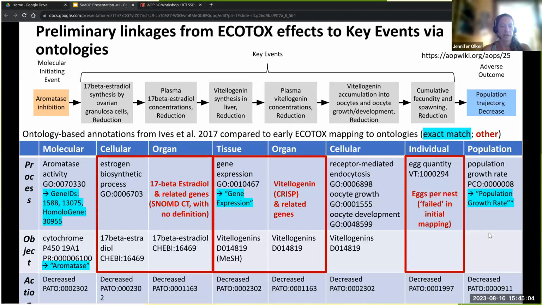And you can see there's definitely a lot of overlap, and then also some questions where we ended up mapping ecotox terms to ontologies that didn't have strong definitions or were at a different level of granularity than what we have in ecotox. So next slide, I think this should be my last one.